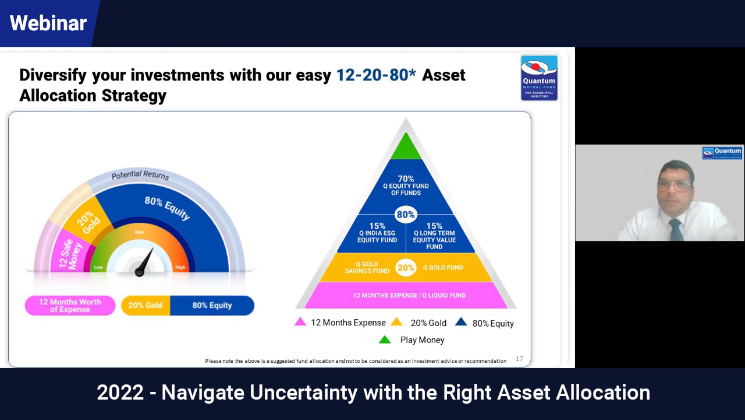Thanks, Chirag. There is a question again: gold funds are giving negative returns over the last 1 year, and on the screen we can see a 20% allocation in gold. So the question from the investor is, is it wise to come out of gold and go back to your asset allocation? And again, we have a 12, 20, 80. Should he have that kind of approach?